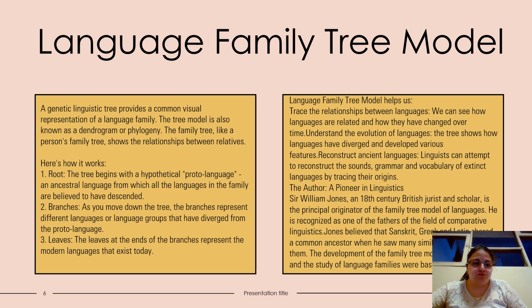Root. The tree begins with a hypothetical proto-language, an ancestral language from which all the languages in the family are believed to have descended. Number 2. Branches. As you move down the tree, the branches represent different languages or language groups that have diverged from the proto-language. And 3. Leaves. The leaves at the ends of the branches represent the modern languages that exist today.